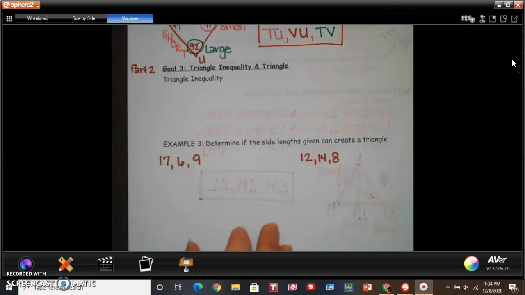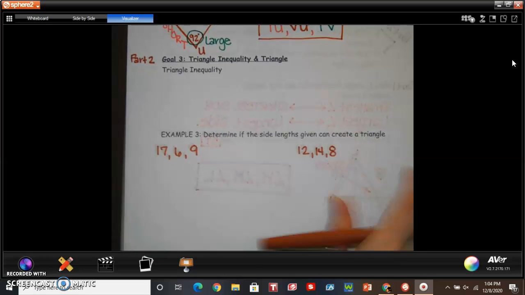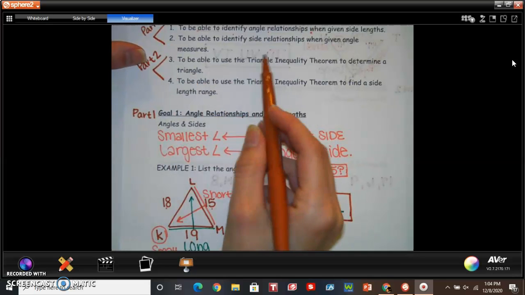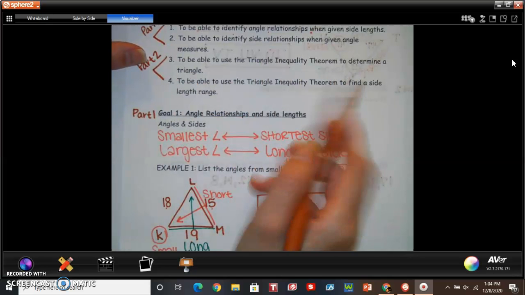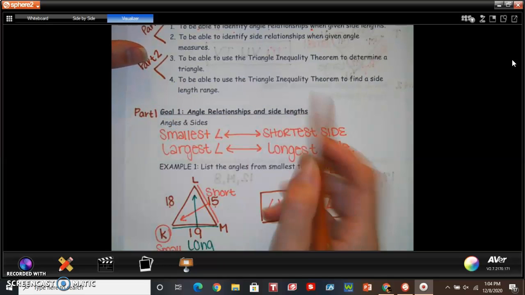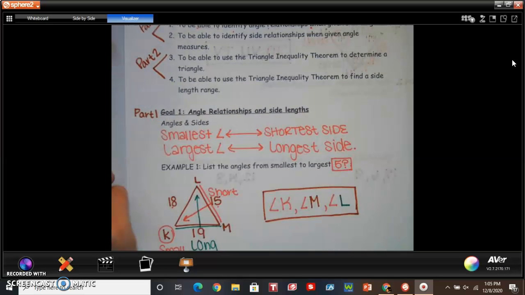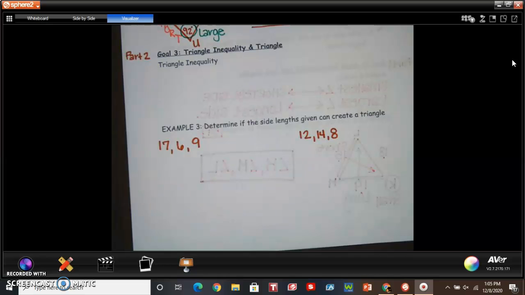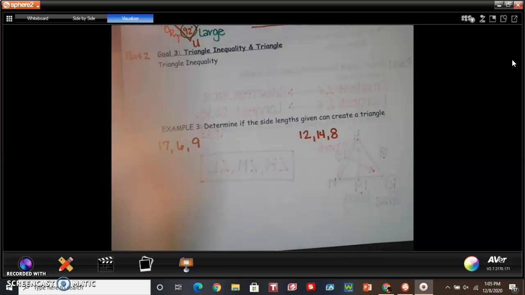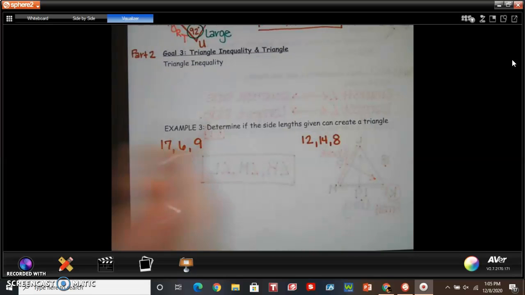Okay, so part 2 of our 4.7, my bad. We have 2 goals. First goal is to be able to use the triangle inequality theorem to determine a triangle, and the second goal is to be able to use the triangle inequality theorem to find a side length. So what exactly is the triangle inequality theorem? Well, it's telling us the inequality. Remember, inequality means less than or greater than, and like a range that can occur when triangles exist. Our first one is whether a triangle can actually exist at all.